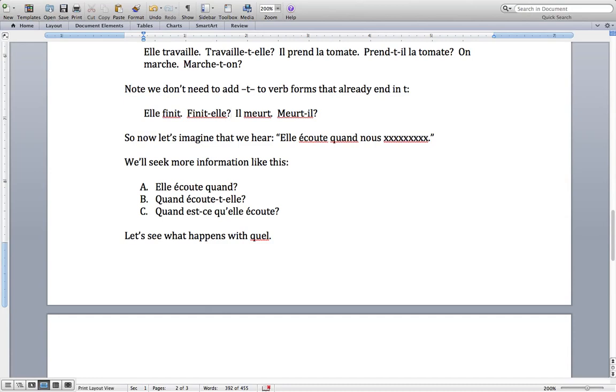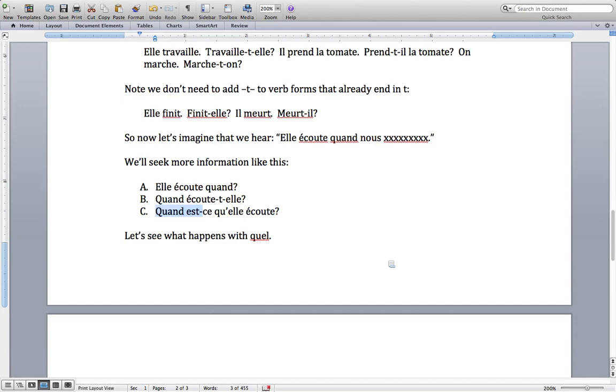Now, let's imagine that we hear, elle écoute quand nous... We're going to seek more information like this. Elle écoute quand? Quand écoute-t-elle? Quand est-ce qu'elle écoute? Did you notice the liaison between the D and the vowel there? It sounds like a T. Quand écoute-t-elle? Quand est-ce qu'elle écoute? That was predictable, right? I hope you're getting bored because you understand this really well.